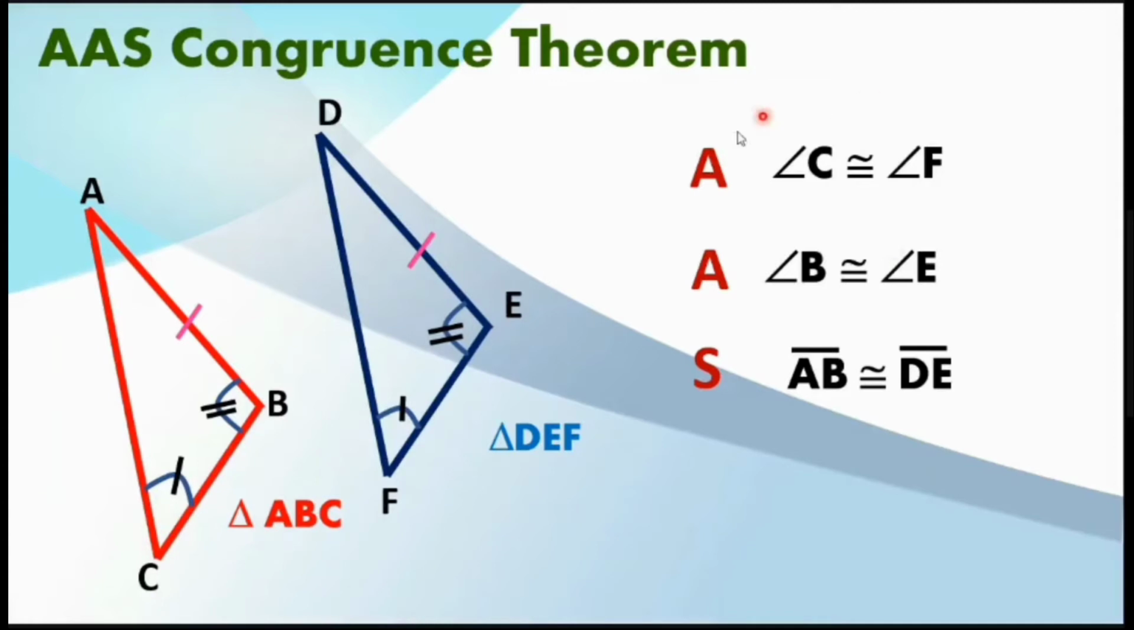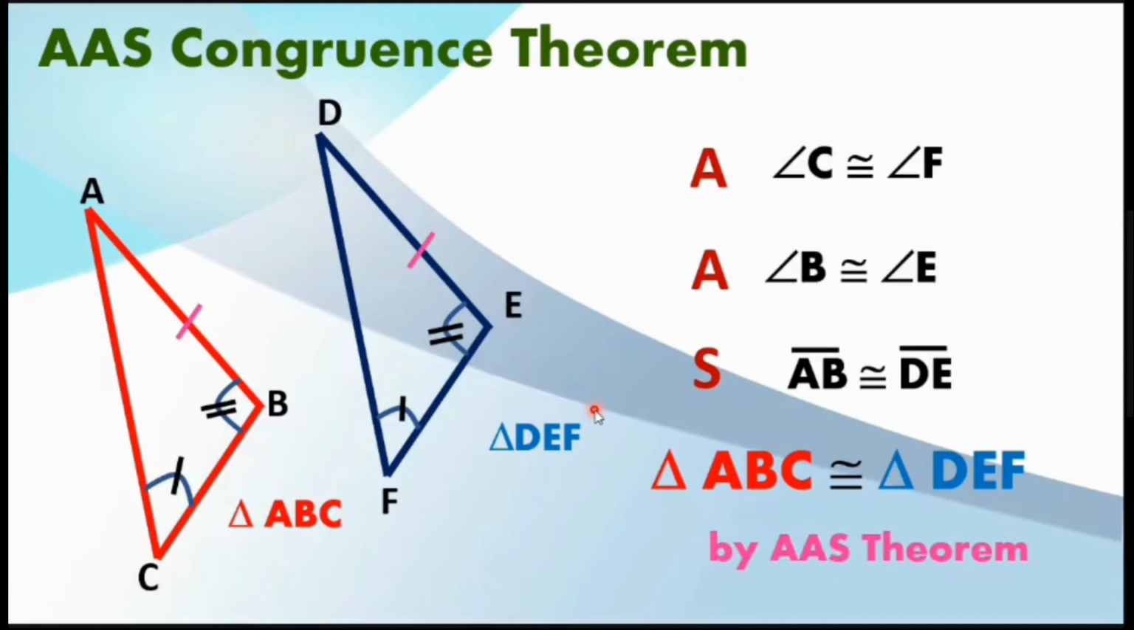So we have three statements here saying that two pairs of corresponding angles and a pair of non-included side are congruent. Therefore, we can say that the two triangles, triangle ABC and triangle DEF, are congruent. In conclusion, we have triangle ABC is congruent to triangle DEF. By what means we have proven that the two triangles are congruent? By AAS Congruence Theorem, or by AAS Theorem.